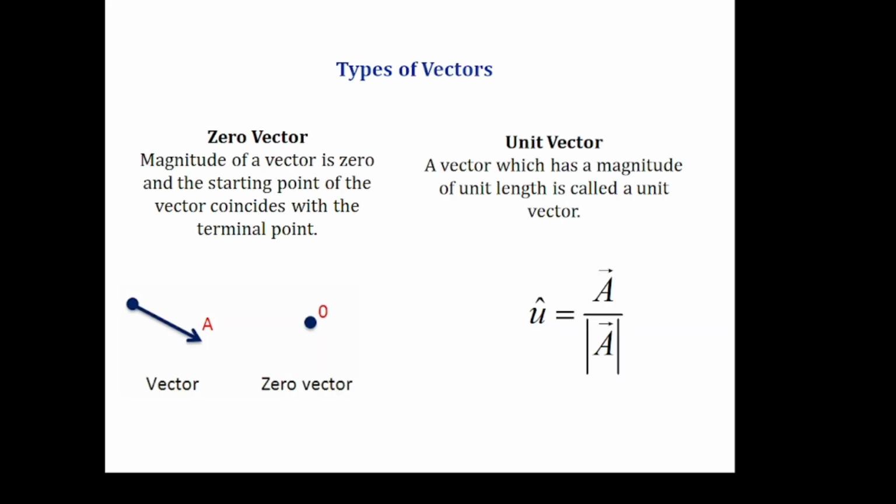Now we will discuss some different types of vectors. First, the zero vector. That means the starting point coincides with the terminal point, so the starting point and end point are the same. That means its magnitude is 0, but it has no definite direction. That is the zero vector or null vector. And a unit vector is one which has a magnitude of unit length. That means a vector divided by the magnitude of the vector is called a unit vector.